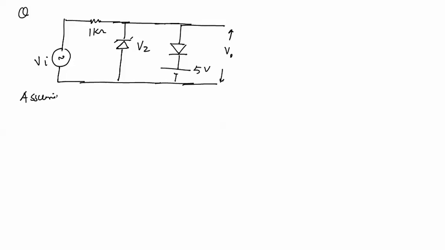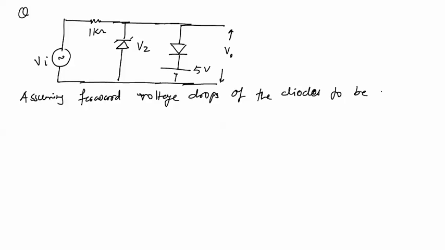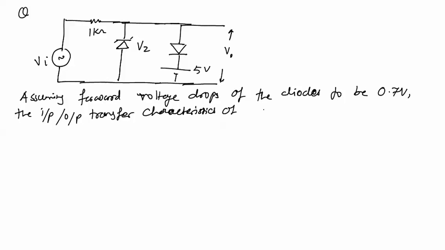Assuming forward voltage drops of the diodes to be 0.7 volt, the input output transfer characteristics of the circuit is, here four options are given.